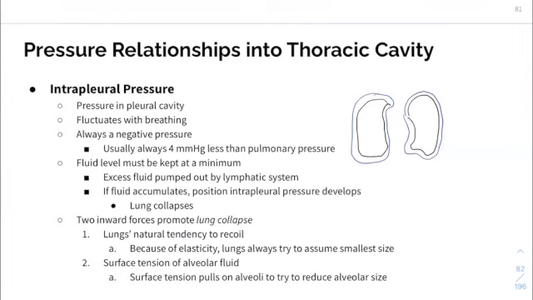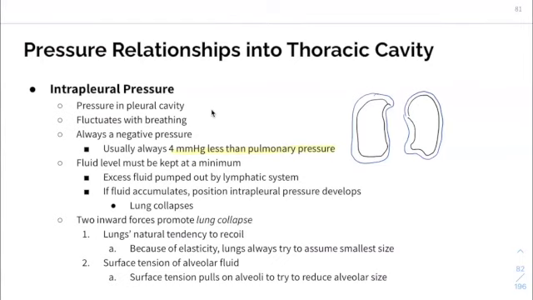And just like the pressure in our lungs changes when we breathe in and breathe out, the same thing happens in the pleural cavity. It's always going to be about 4 millimeters of mercury less than the pressure within the alveoli.